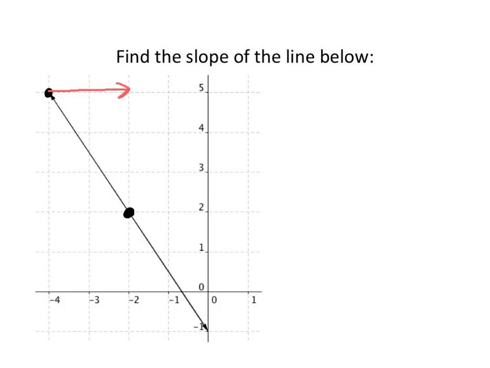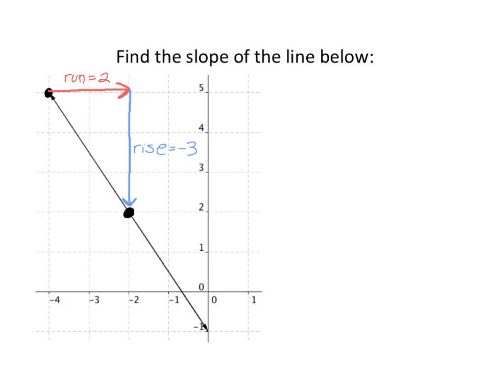I'm going to draw the run here. So I can see that since I'm going to the right by 2, my run is equal to 2. So if I've already done the run, that means I now need to do the rise. And I'm going down, so I automatically know that if I'm talking about the rise, it's going to be negative because I'm going down. And that's going to be a negative 3 because I'm going down by 3.